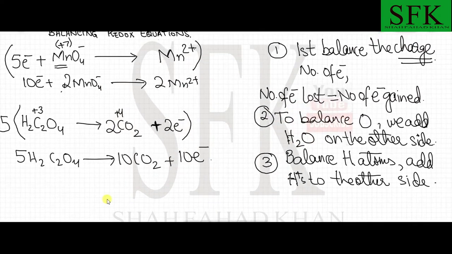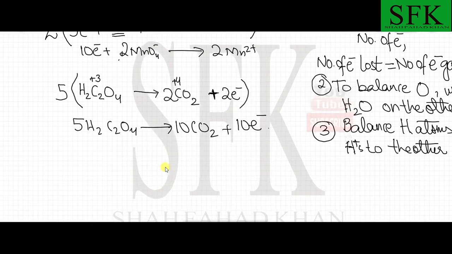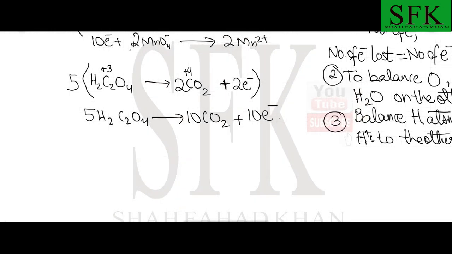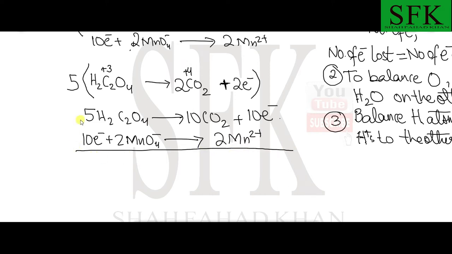Now the next step is, okay, now we need to join these equations. Now to join these equations, copy this equation beneath this equation. So copy the manganese equation, 10 electrons plus 2 manganate forms 2 manganese, Mn2 plus. Now let's combine both the equations. Whenever we are combining the two equations, the species on both the sides of the equation get cancelled out.